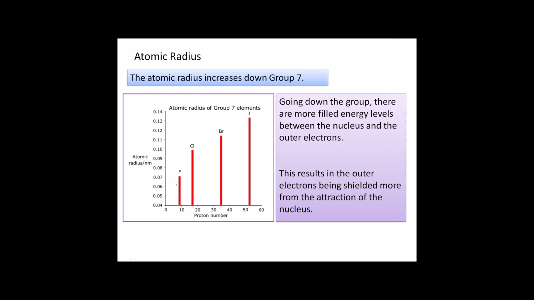Because as we go down the group, they get bigger because we get more energy levels, more electron shells getting added on. So fluorine has got 2 electron shells, chlorine has got 3, bromine has got 4, iodine has got 5. The extra electron shells that we add on mean that the outer shell gets further away from the nucleus, and we've got more shells in between the nucleus and the outer electron shell.